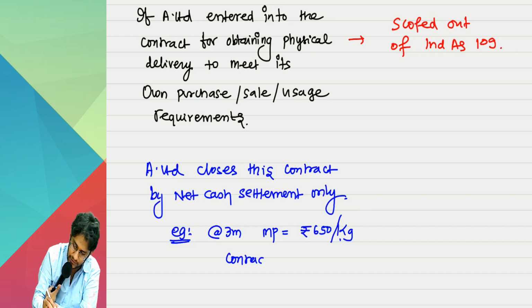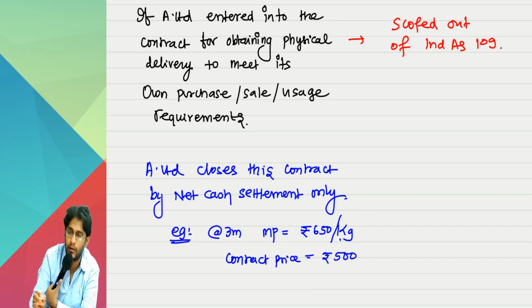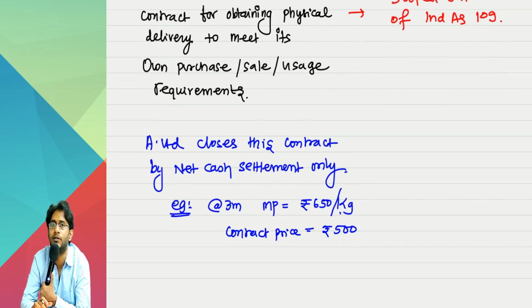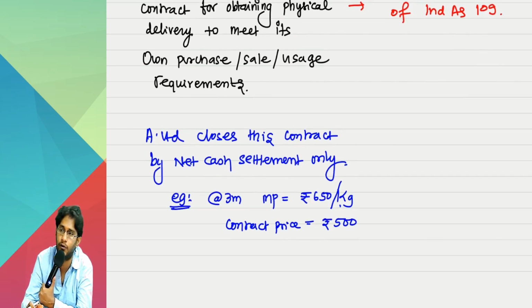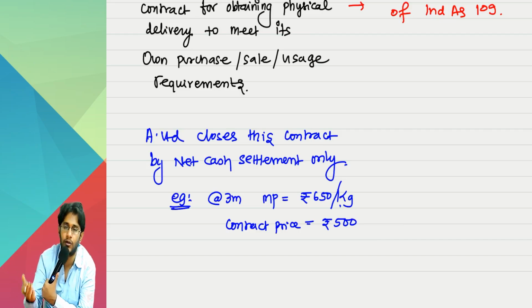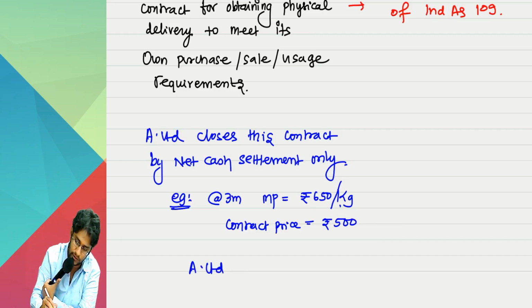What is the contract price? 500 rupees I agreed to buy. I agreed to buy at 500, market price is 650. How is it looking? Good or bad? Good. So the other party will pay me 150. So A Limited will simply receive 150 rupees from B Limited.